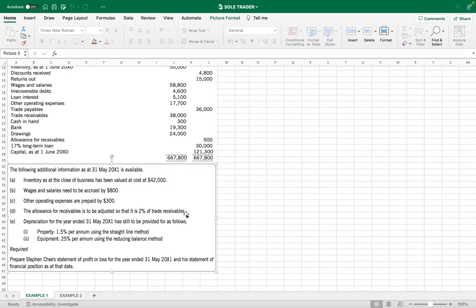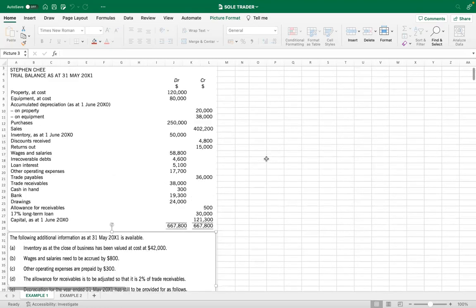2% of trade receivables. Next, depreciation for the year ended 31st May 20X1 has still to be provided for as follows. Number 1, property is depreciated at 1.5% per annum using straight line method, and equipment at 25% per annum using reducing balance method. Required, prepare Stephen Chi's statement of profit or loss for the year ended 31st May 20X1 and his statement of financial position as at that date.